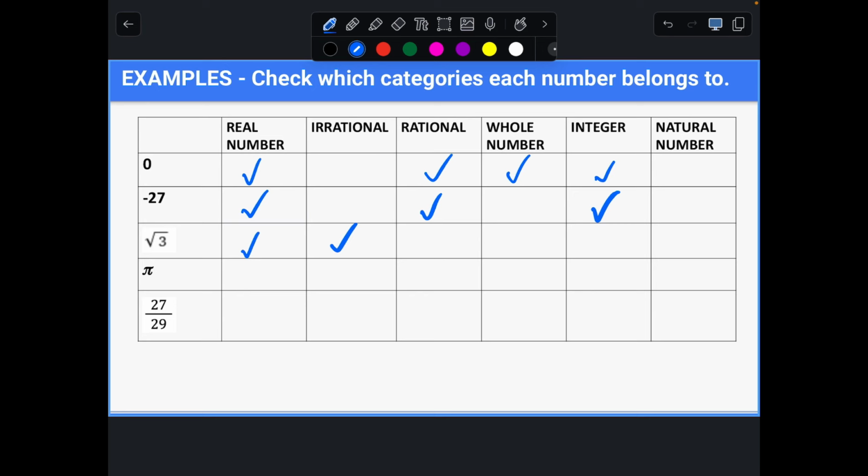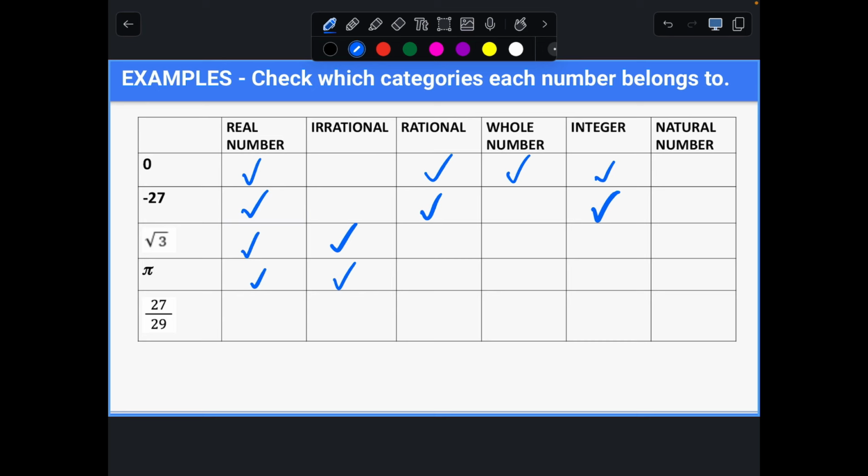Is it a whole number? No, it has a decimal. Is it an integer? No, it has a decimal. Is it a natural number? No, we don't count with it. Okay, pi is a real number. It is irrational, which means it's not rational. And again, if it's irrational, it automatically is not going to be any of those others.